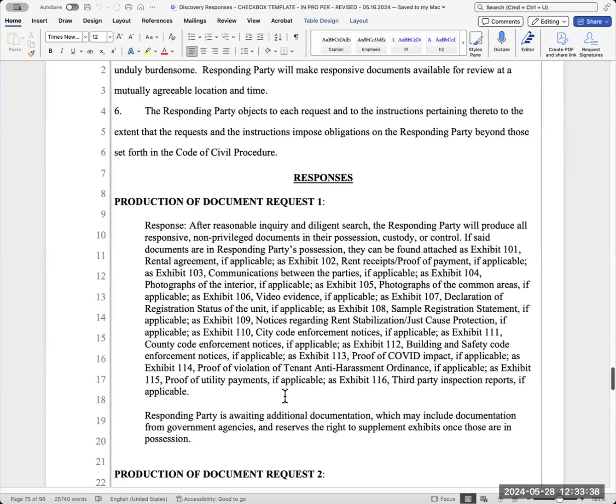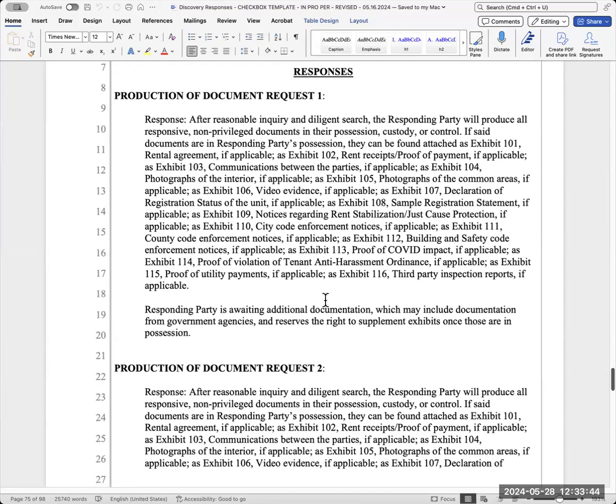These are the most common categories for exhibits in unlawful detainer cases. And so you can just leave in this response here that basically tells the landlord's attorney that's reviewing your discovery responses that whatever the request is, you most likely can find it in one of these categories in my binder, which has been scanned and attached with these responses.